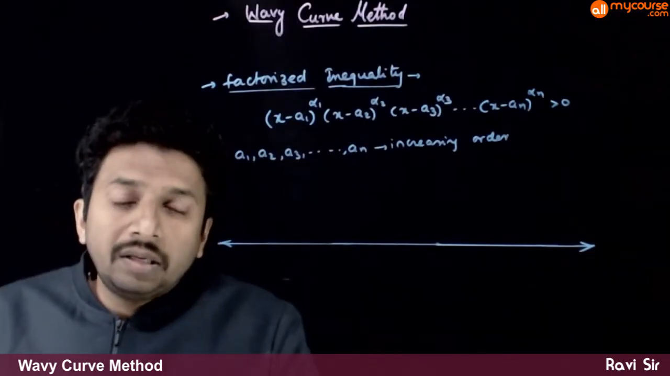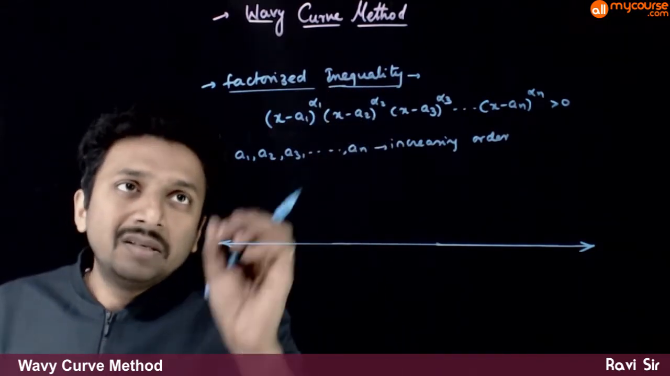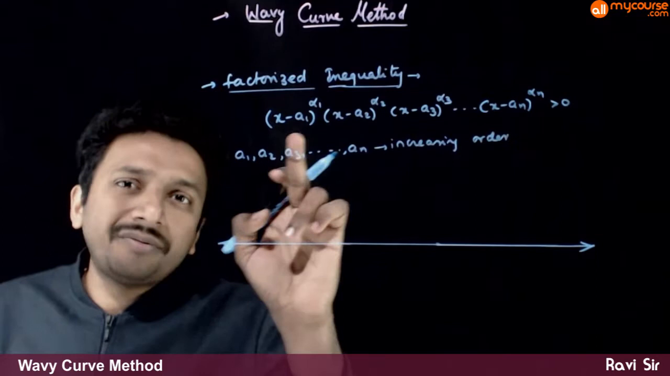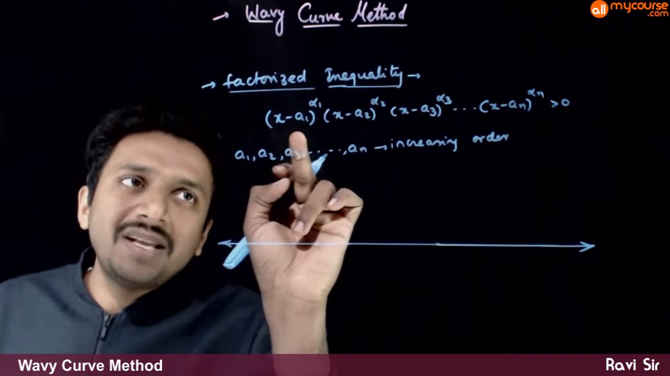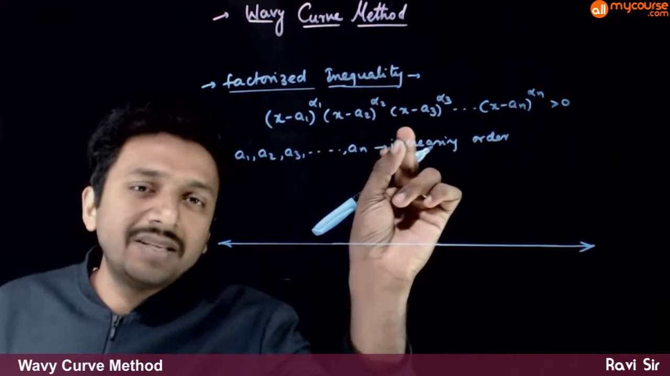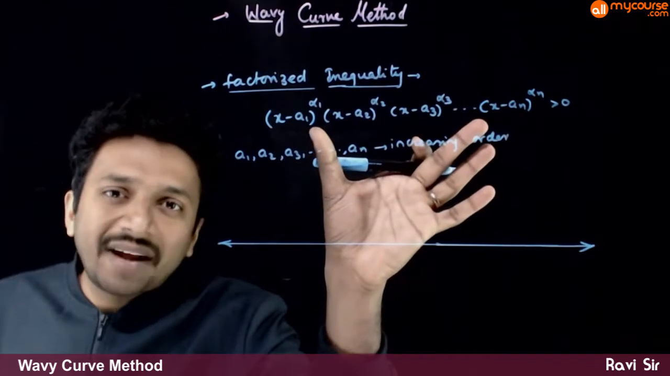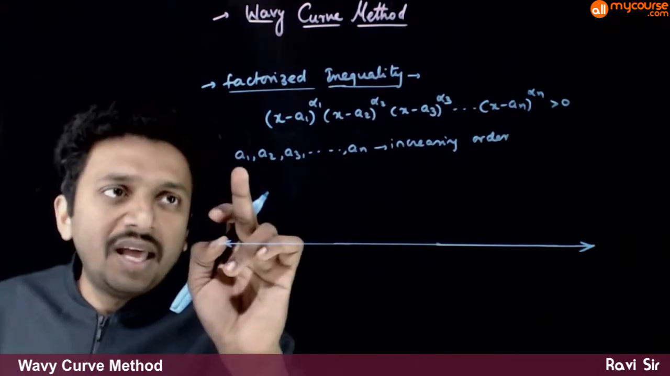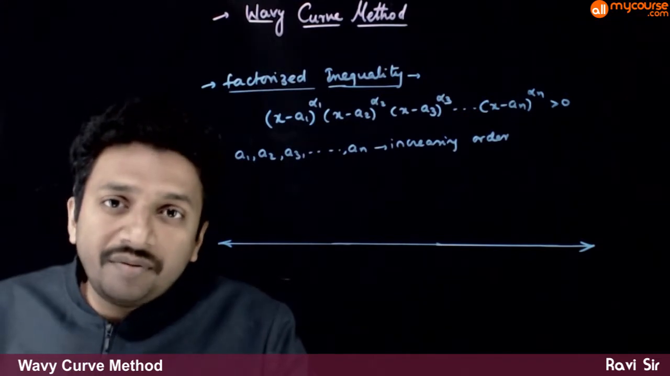So now let us look at the concept of wavy curve method more clearly. The wavy curve method is used to solve factorized inequalities of any power, any degree. Suppose you have an inequality of the form (x − a1)^α1 into (x − a2)^α2 into (x − a3)^α3, and so on up to (x − an)^αn. If this is a factorized expression and you want to solve it greater than 0, where a1, a2, a3 up to an are in increasing order, how do we use the wavy curve method to solve this?